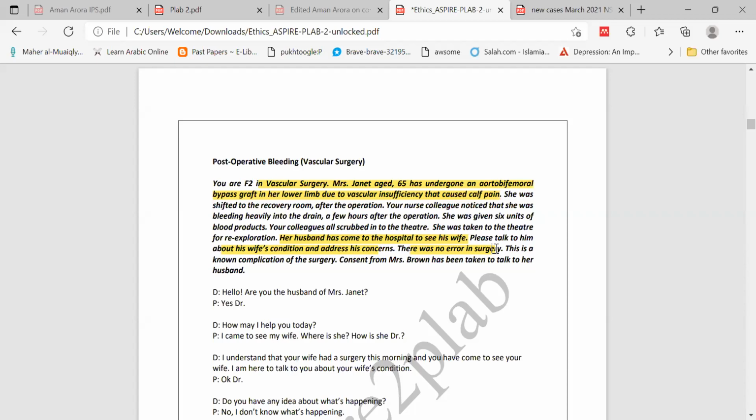So that's what you're going to do. You're not going to say, how can I help you? And he narrates the story that my wife had a surgery and I'm here to see her. She's not in the room. No, you already know that the wife had a surgery. You already know he's her husband. You already know he's here to talk about her. So don't let him talk about it. You talk about it instead.